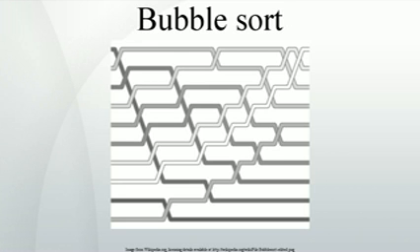Second pass. (1 4 2 5 8) becomes (1 2 4 5 8), swap since 4 is greater than 2. The remaining comparisons need no swaps. Now, the array is already sorted, but our algorithm does not know if it is completed. The algorithm needs one whole pass without any swap to know it is sorted.